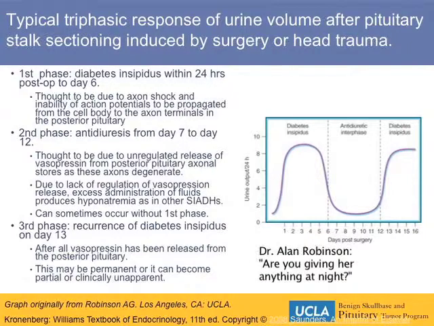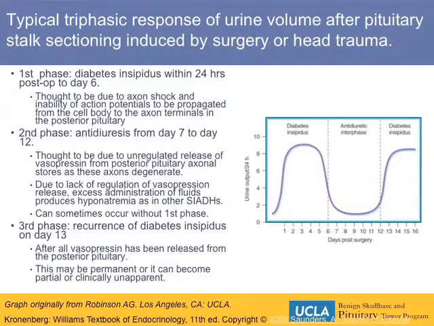Are you giving her anything at night? No, the plan was that if she started having more symptoms, she would call, and then we would consider a dose of DDAVP at night. You said 1 to 5 times a night. Yeah, 1 would be tolerable. 5 times a night, well, it's variable.